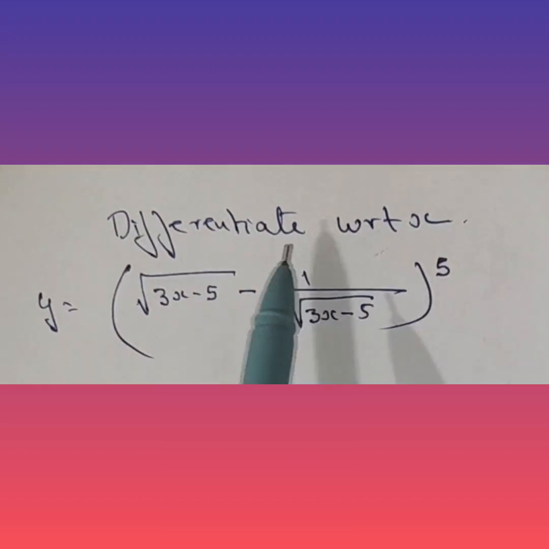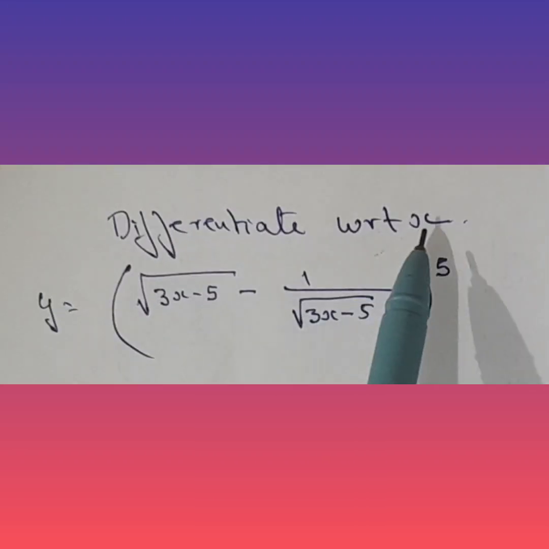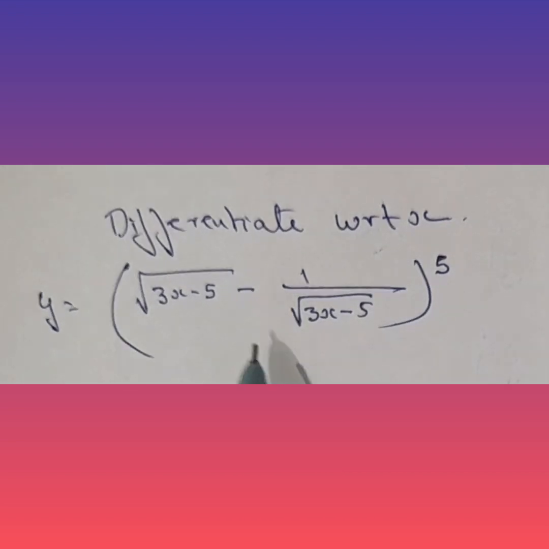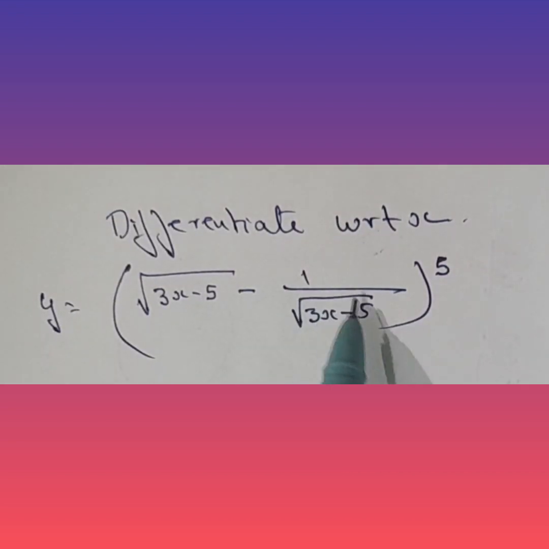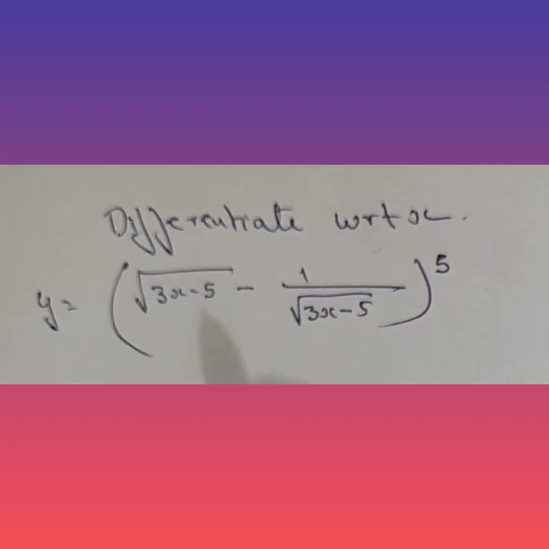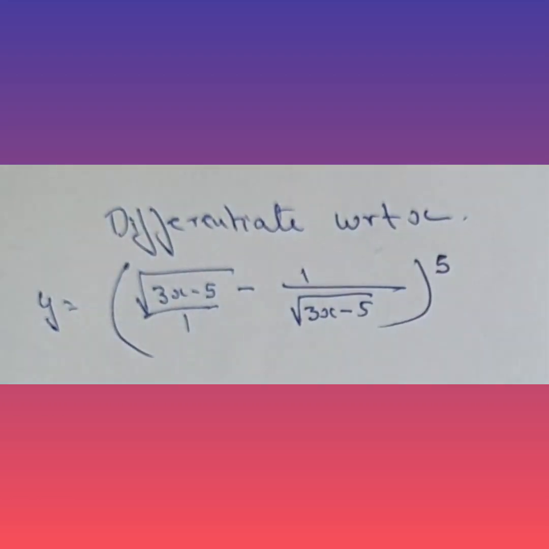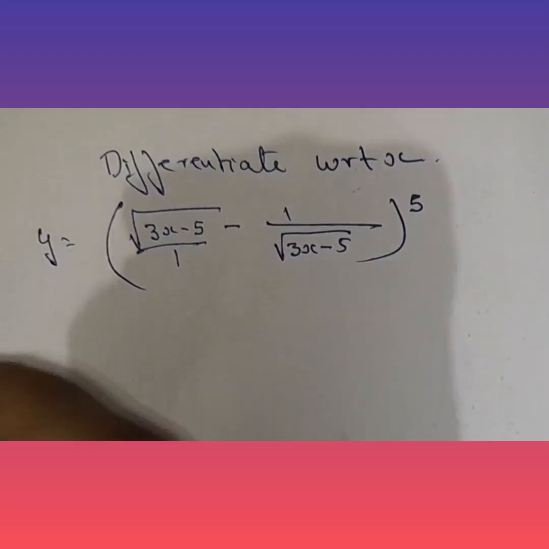This is a sum. This sum says differentiate with respect to x. Now this is what it is. Alright, so our job before differentiation is to make it simple for differentiation. So what do we do? As I taught you, we have got to find the LCM. So I put 1 below this. So let's understand what happens.